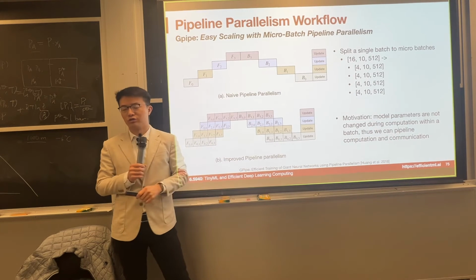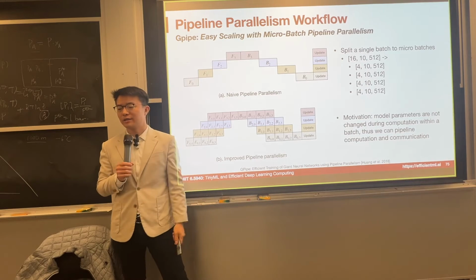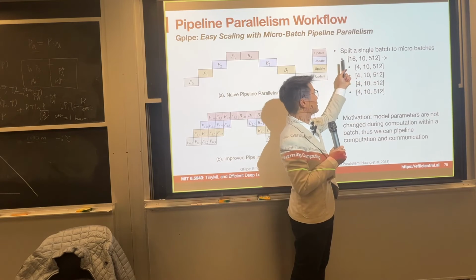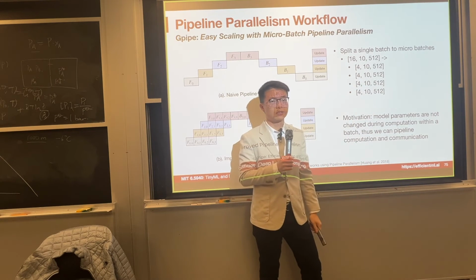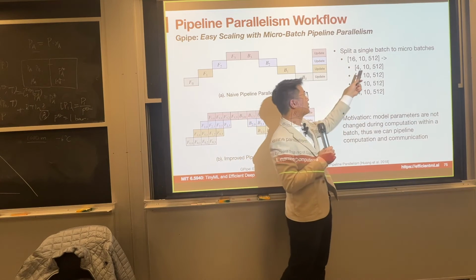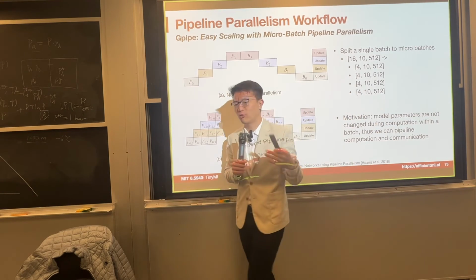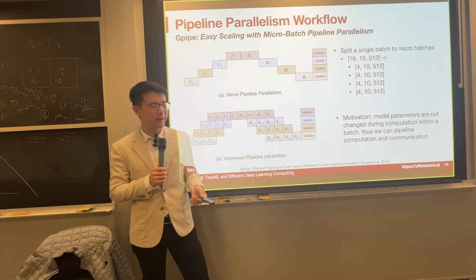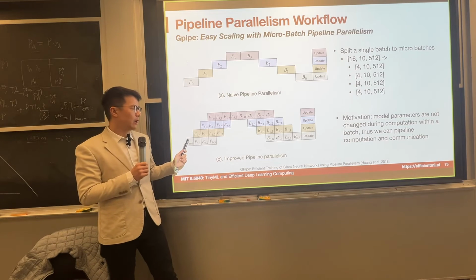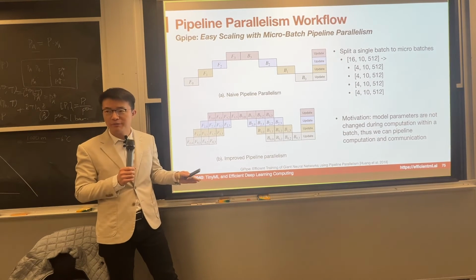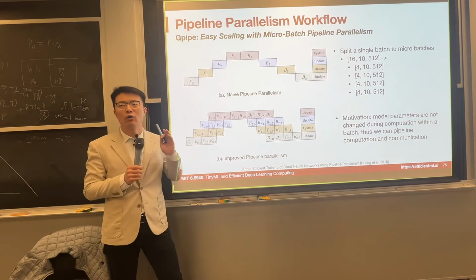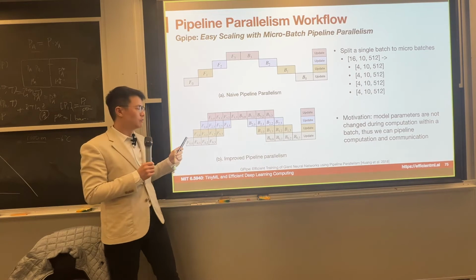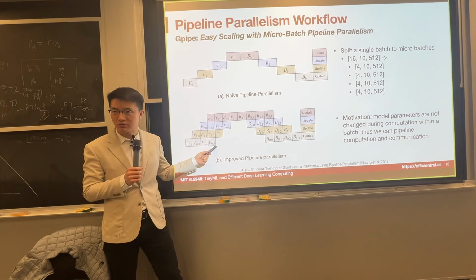This is an improved approach. We split the batch into several micro-batches. For example, if we have 16 images, we split it into 4 chunks, and each chunk has 4 images. In this way, GPU 0 will still be responsible for only layer 0, but it will consecutively calculate batch 0, batch 1, batch 2, and batch 3.